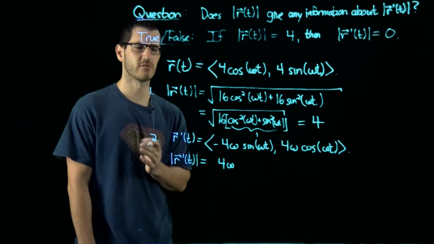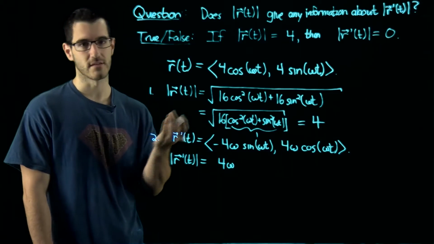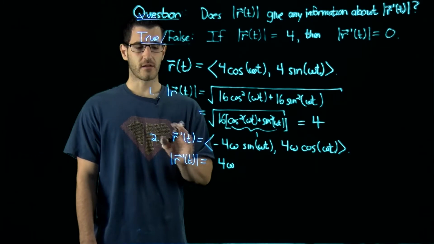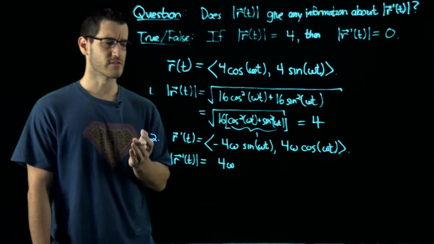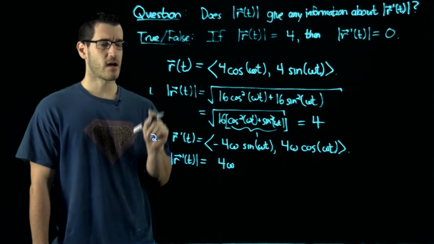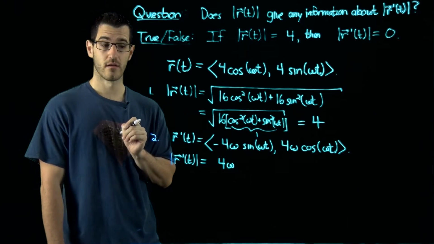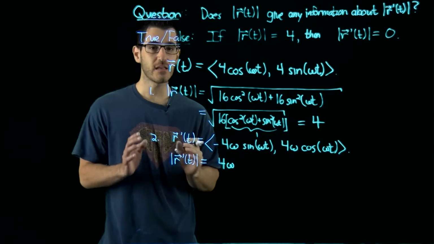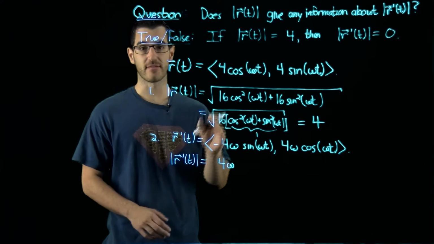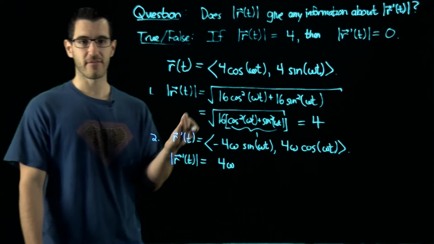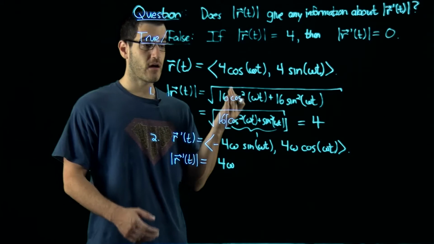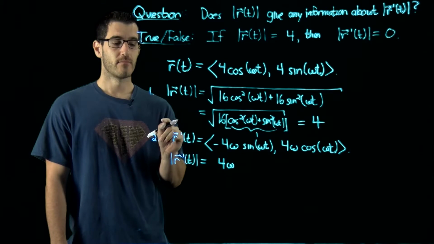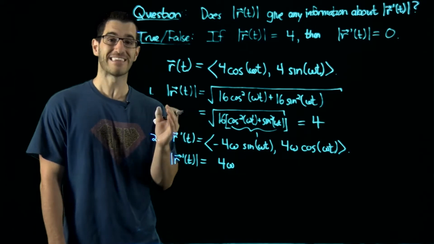And here, we're going to assume that omega is a positive constant. Otherwise, you get 4 times the absolute value of omega. So if you don't understand where that computation comes from, make sure that you actually do it yourself. But I want you to note here that the magnitude of r is 4. The magnitude of r prime is actually 4 times omega. We could pick any number we want for omega, 5, 13, pi, or my favorite number, 17. And we have found an example of a vector-valued function whose magnitude is always 4, but the magnitude of the speed is anything we want it to be.